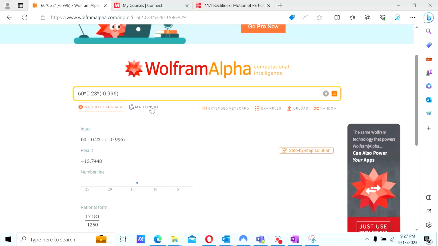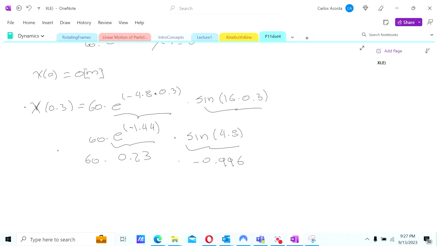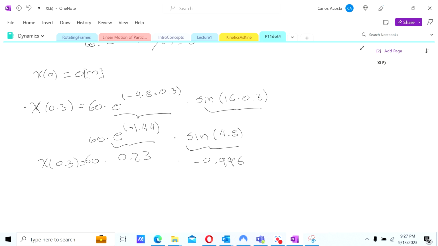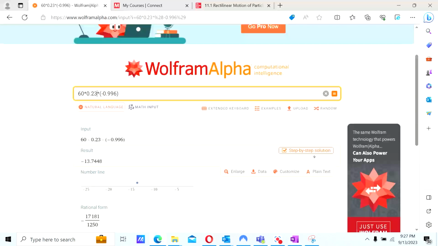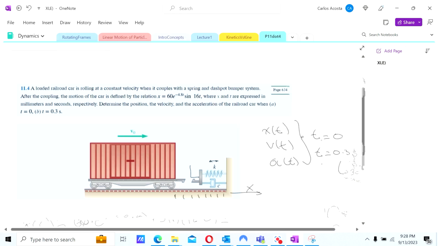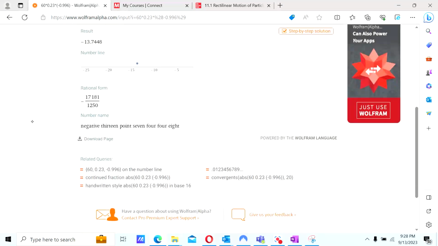So x at 0.3 seconds is equal to negative 13.8 milli, is it meters or millimeters? Let me read the problem. Time is obviously in seconds, but this is in millimeters. So about 14 millimeters, it's not very much. 14 millimeters is half an inch.